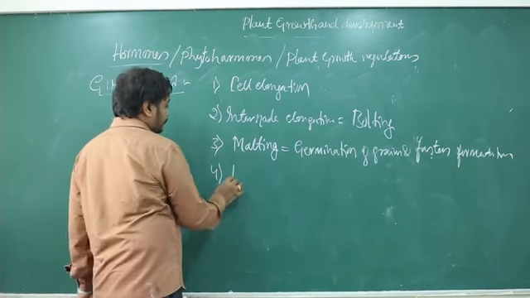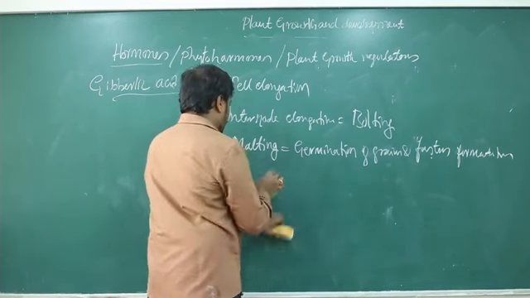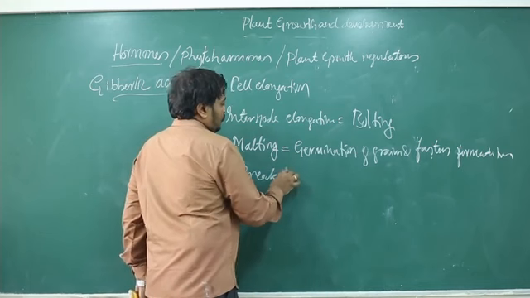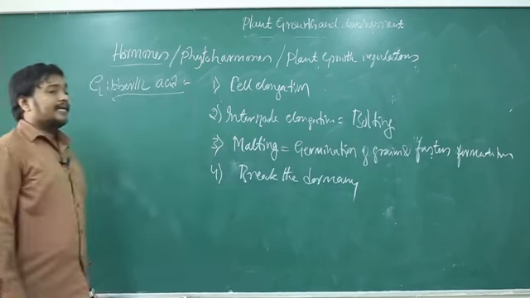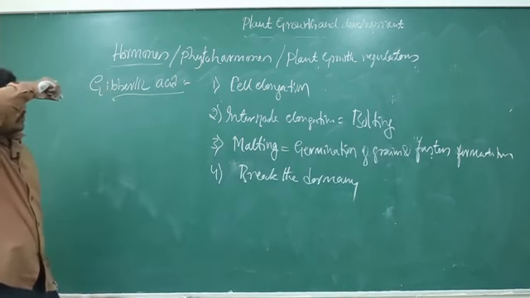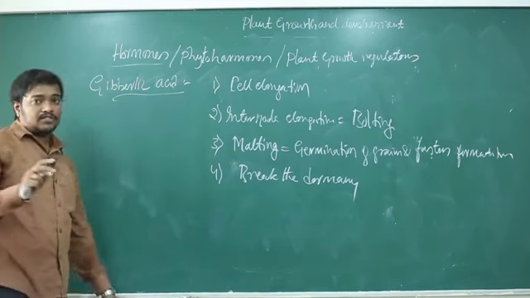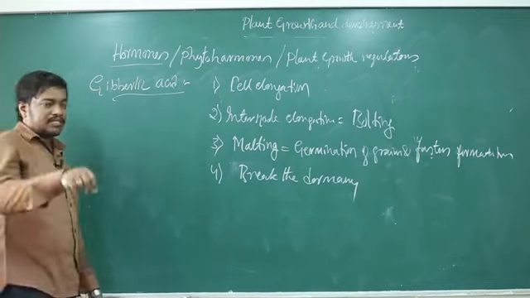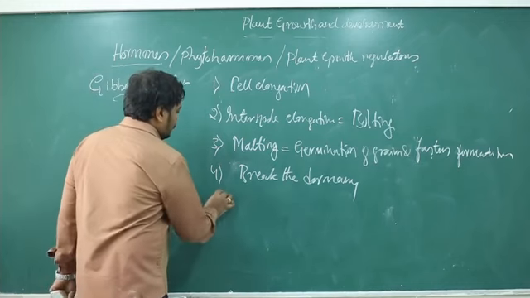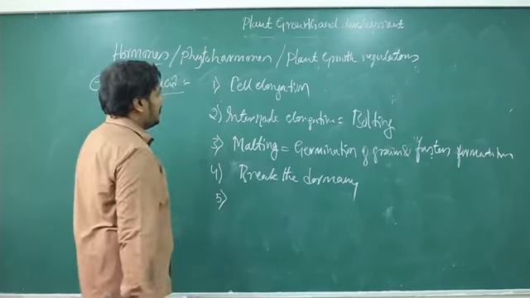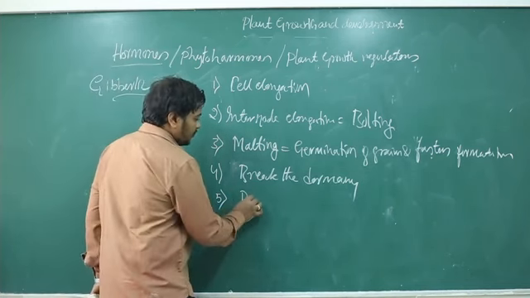Then it helps to break the dormancy. So abscisic acid induces the dormancy, whereas gibberellic acid breaks the dormancy. When you soak the seed, gibberellic acid is produced. The gibberellic acid helps the seed to germinate. Okay, so in dry seeds, the concentration of abscisic acid is more and gibberellic acid is less. When you soak the seed, gibberellic acid concentration increases, that breaks the dormancy and allows the seed to germinate. Okay, then cell elongation, internode elongation, malting, breaking the dormancy, and it also helps in parthenocarpy.